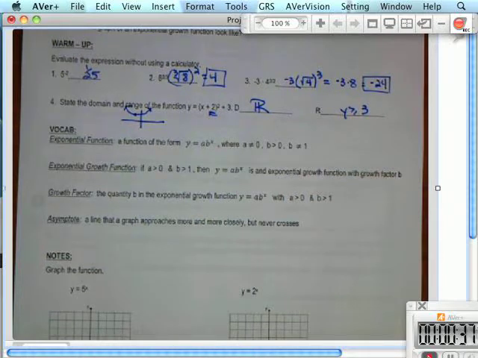My domain, x can be anything. Y's will be greater than or equal to 3. Okay? Good with that? All right.